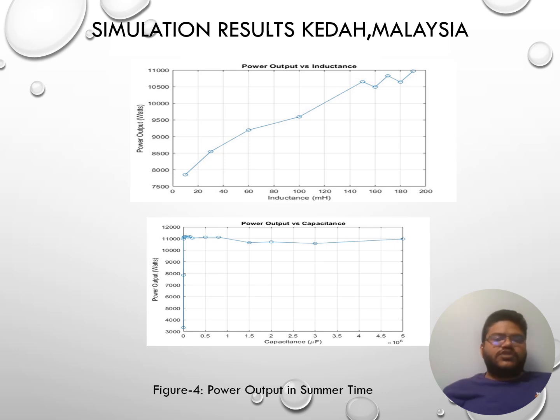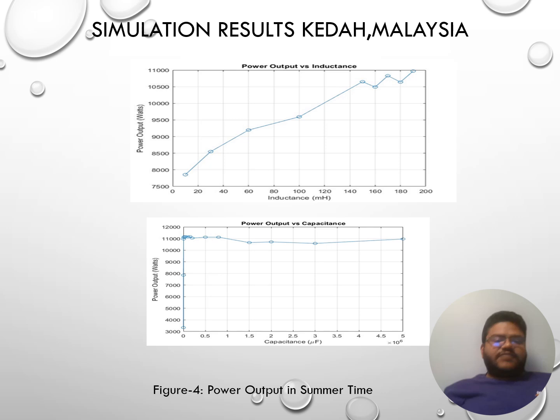So this is the summertime graph of power output. As usual, inductance is showing a linear increase. With increase in inductance, the power output increases, and the capacitance graph is giving an almost constant output with increase in capacitance. So we can neglect the variation of capacitance in Malaysia, because it does not actually affect the output. In St. John's also, the output value doesn't depend on the capacitance, or in Malaysia. This is one of the most important parts, that inductance plays a role.